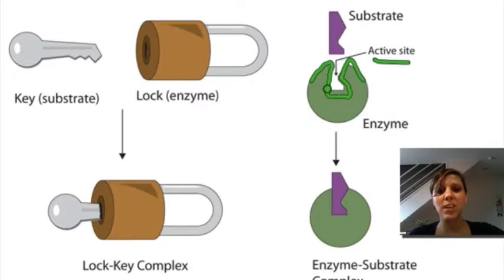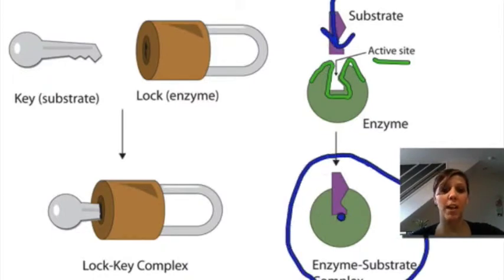So the active site's very, very important because the substrate that it works with needs to be able to fit in. So in this enzyme substrate complex, you can see that the substrate fits perfectly into the enzyme. This is kind of like a lock and key. So the lock would be like the enzyme and the key would be the substrate. If the key can't fit in, it's not going to unlock that lock.